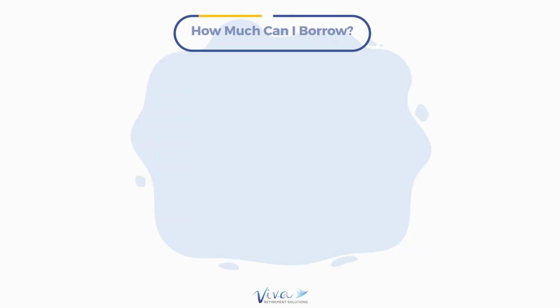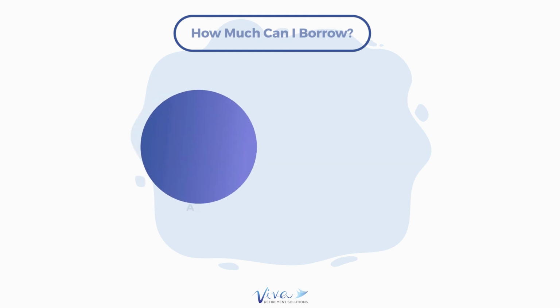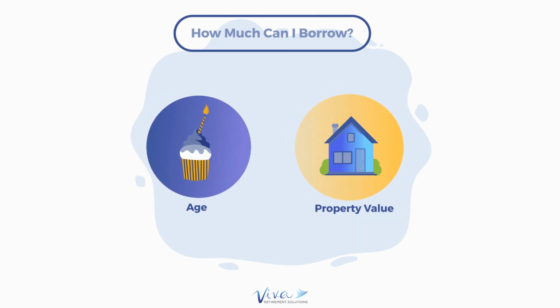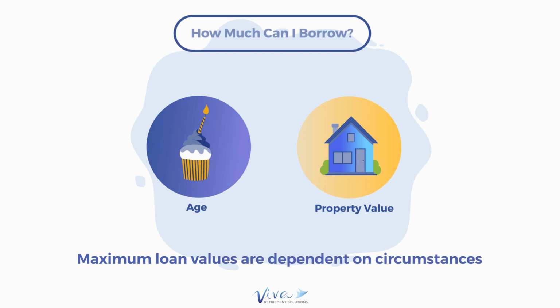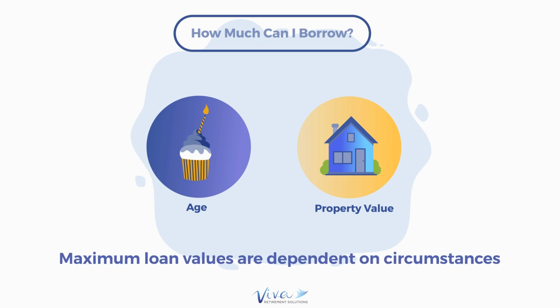Another common question is, how much can I or we borrow? Schemes vary, and there are various factors which dictate the maximum loan. Your age or ages and your property value are the most important factors. The older you are, the more you can borrow. Generally, the maximum is 50% of the property value, but most of the time it will be lower.